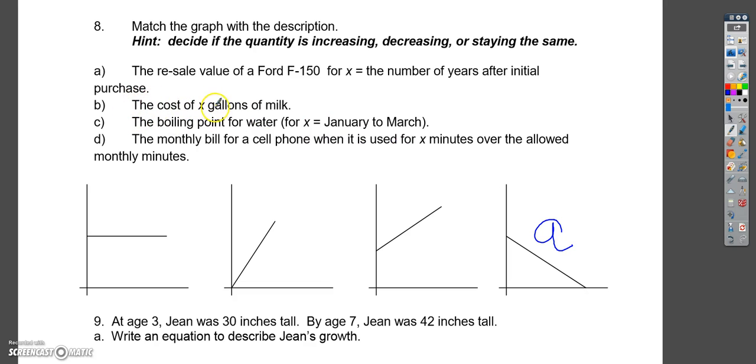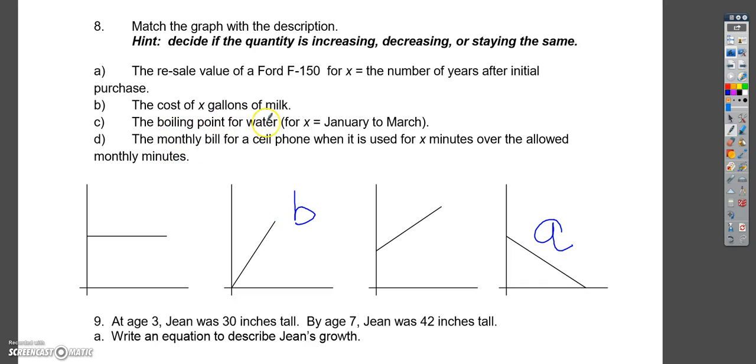The cost of X gallons of milk. Well, the more milk you buy, the more it's going to cost. So if you bought 0 gallons, it'd be $0. And then some gallons, the price is going to go up. So this would be B.